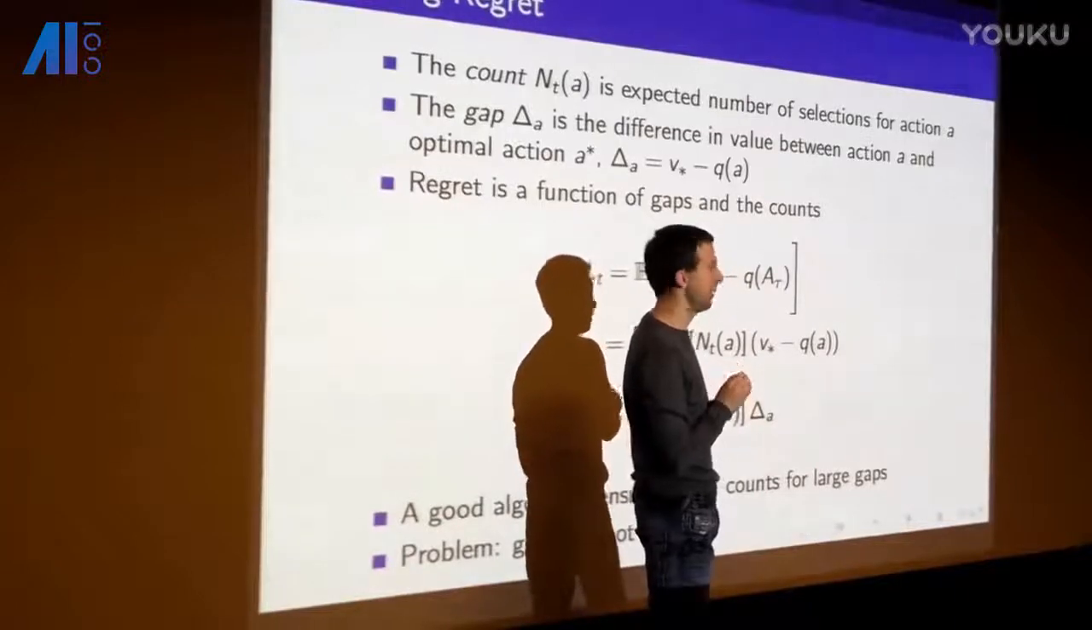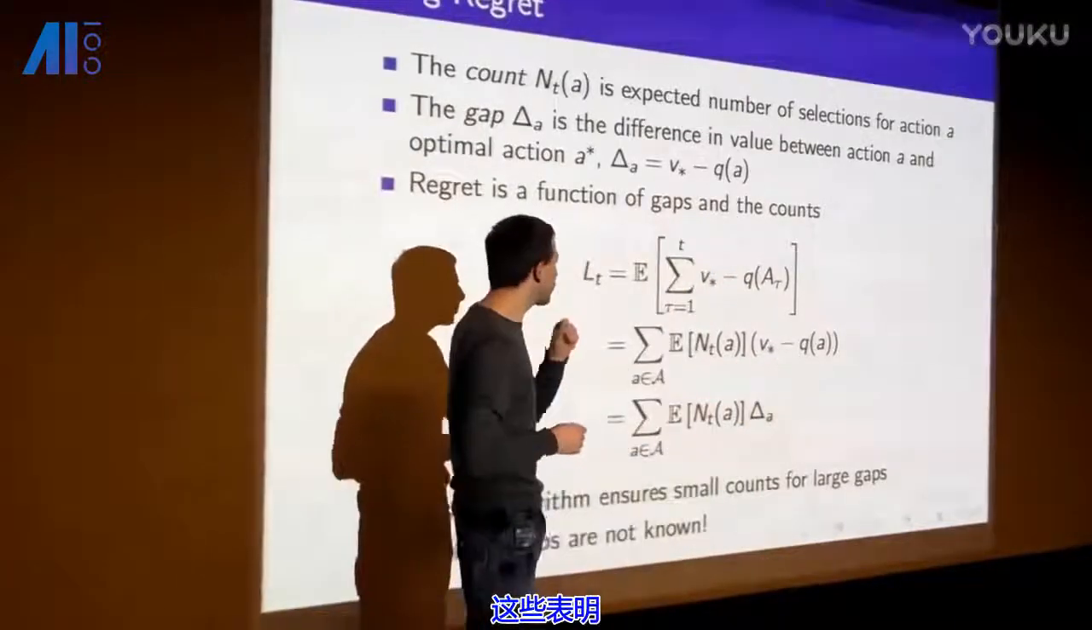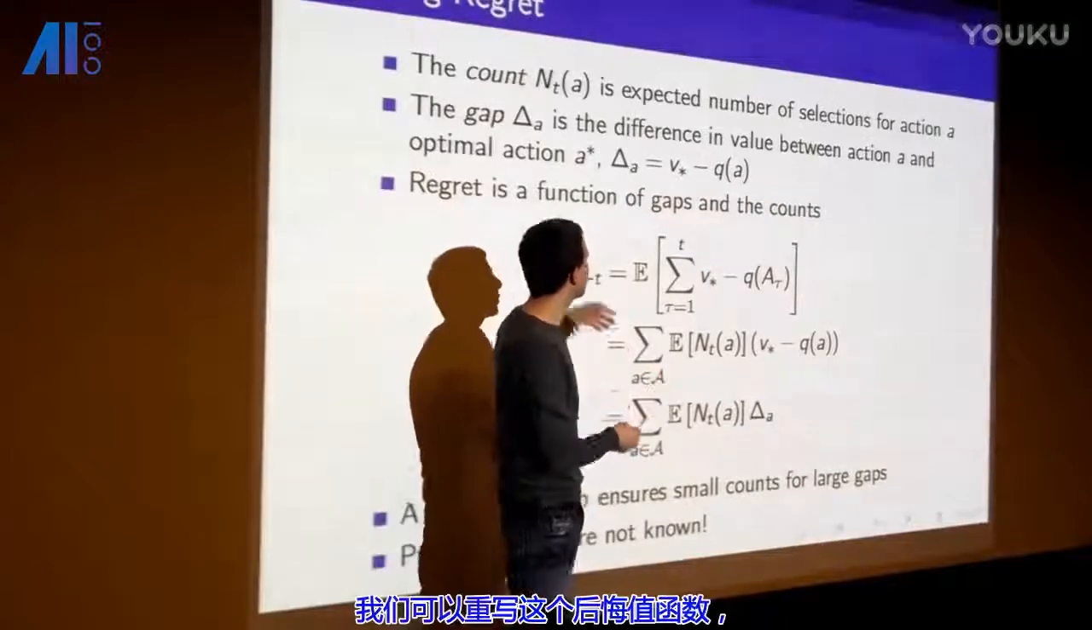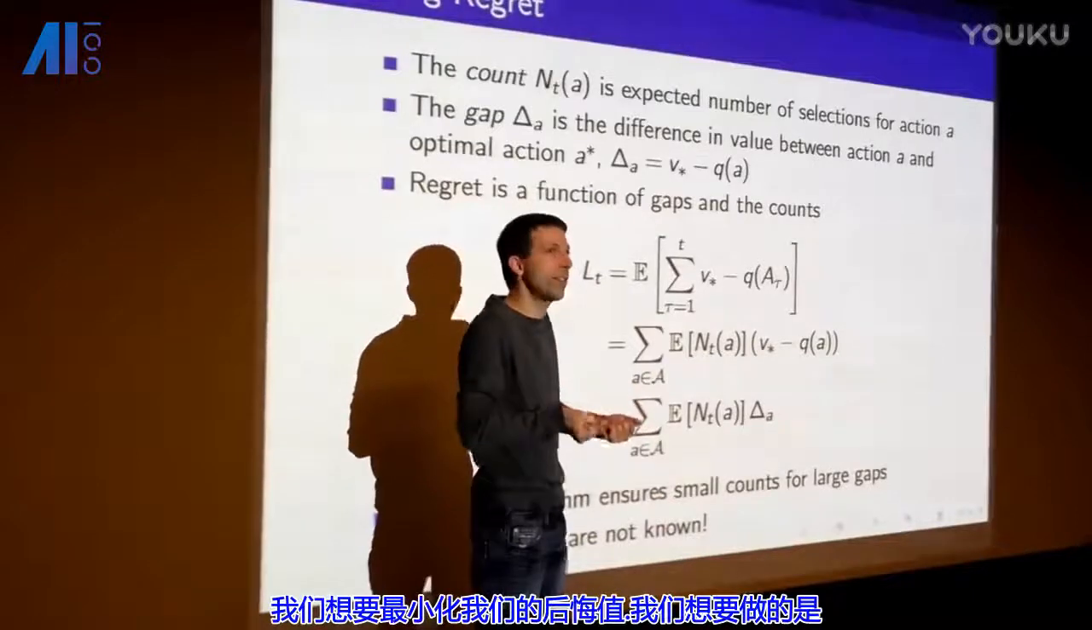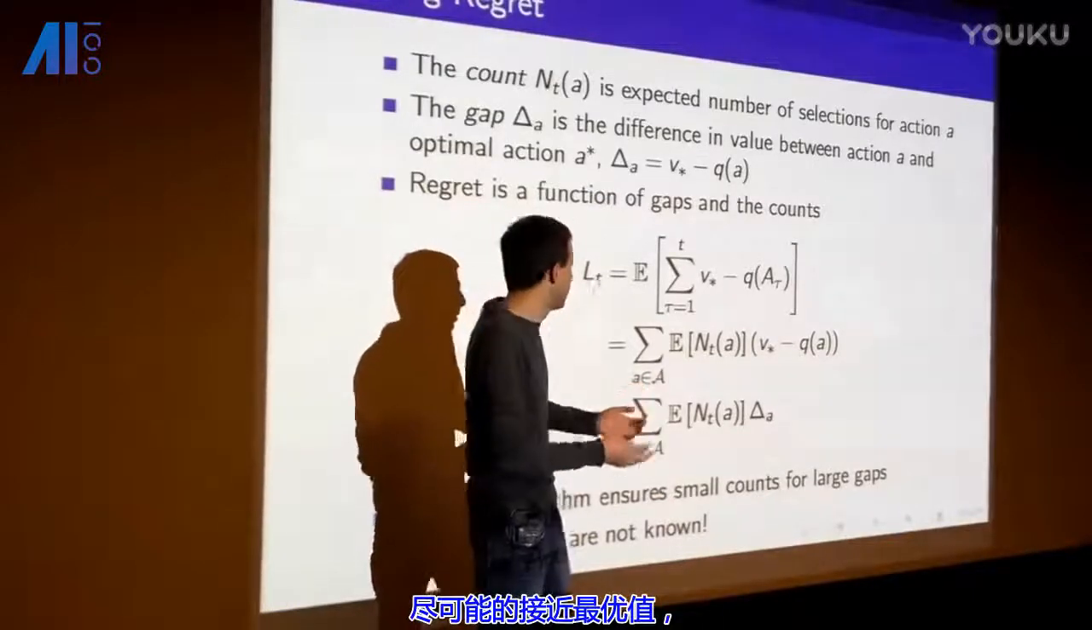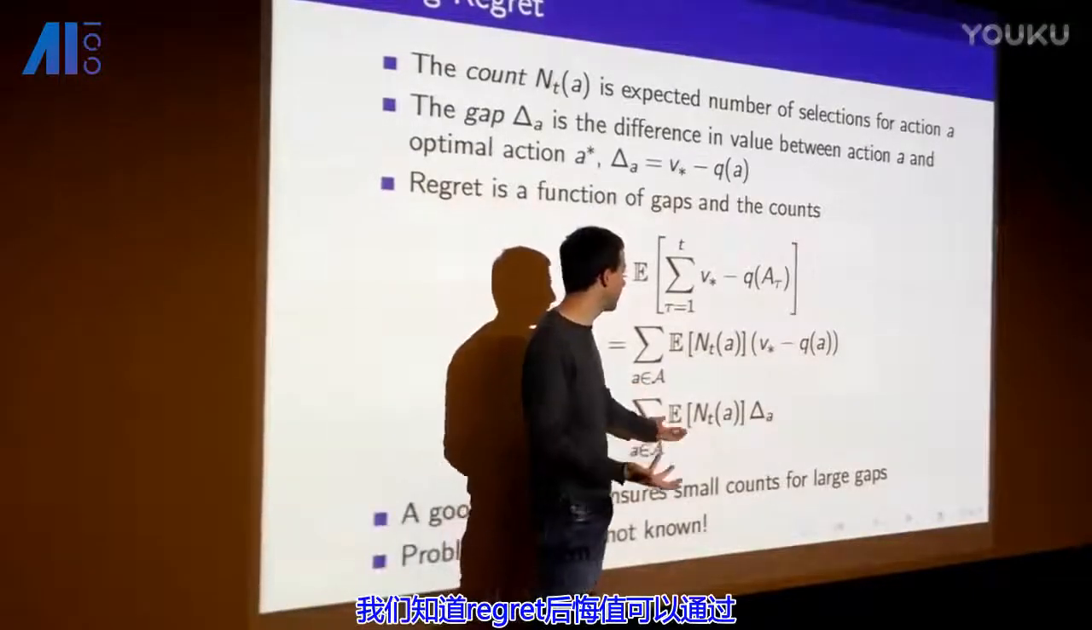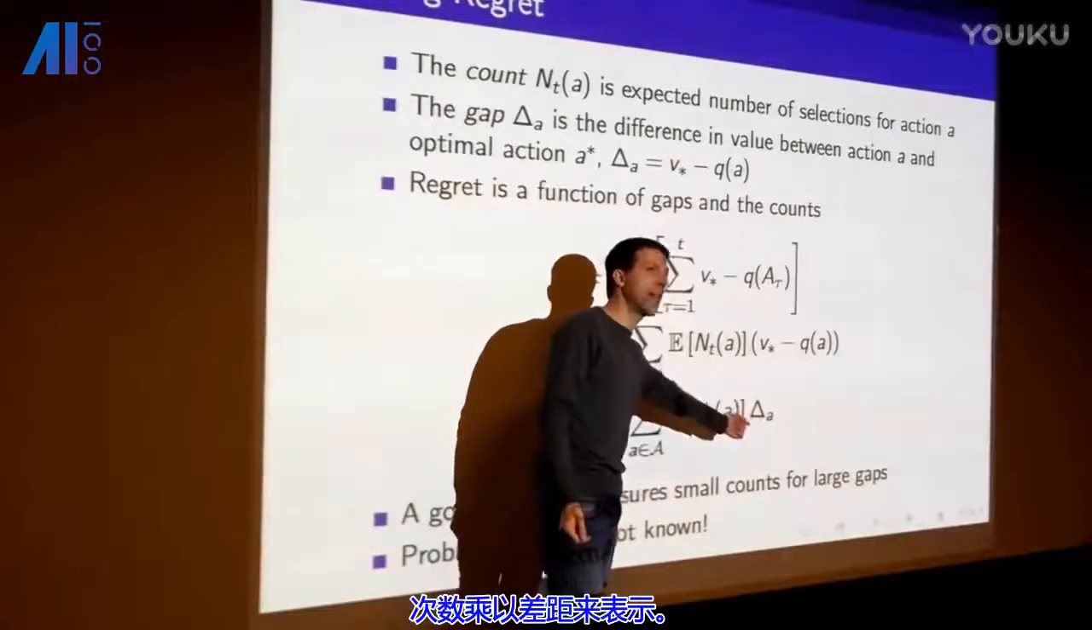We don't know V star. Yes, we're going to come back to that. And so all of this is to say that we can just rewrite this regret, this thing we really care about optimizing. We want to minimize our regret, we want to get as close as possible to optimal. And what we see is that the regret can be written in terms of these counts multiplied by these gaps.